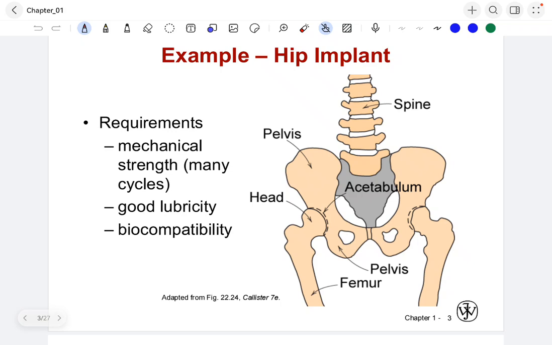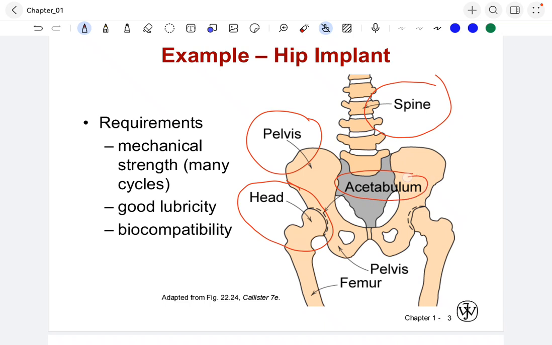So moving further, as we can see, this is the spine, the pelvis, and the head at this part, which is the acetabulum, which mostly gets damaged and injured with age. And then we've got the femur.